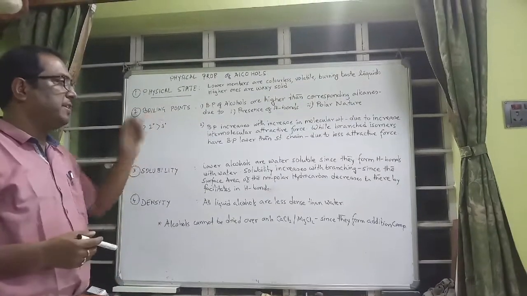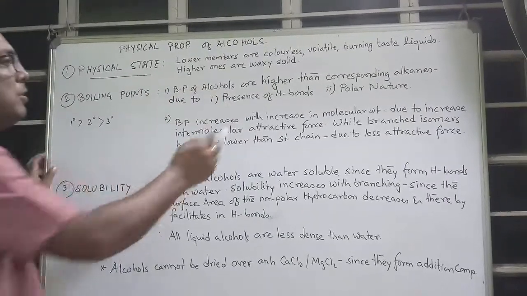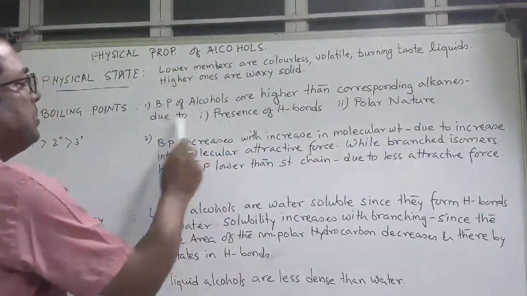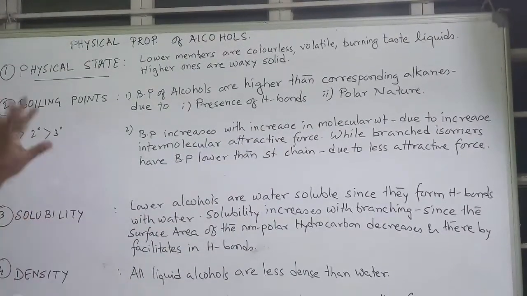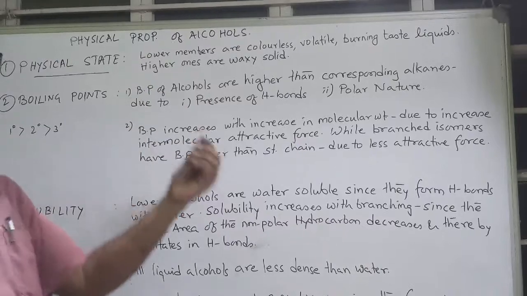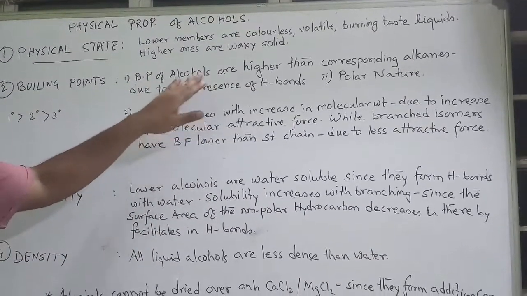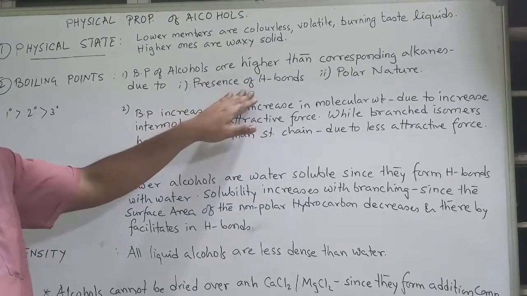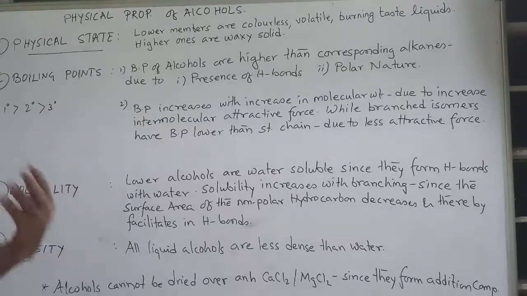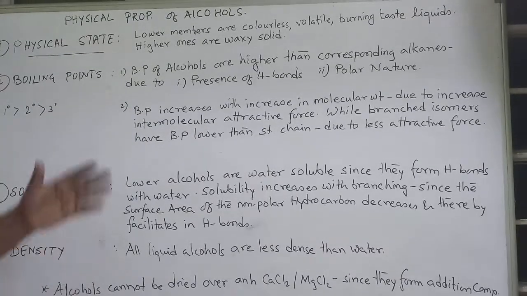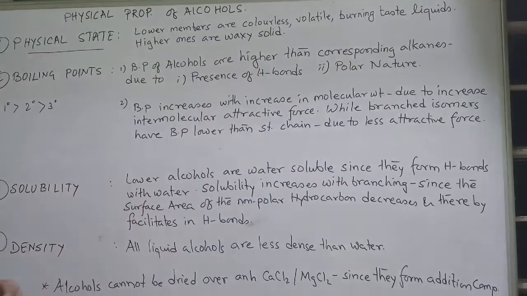On the boiling point, it is very important to note that boiling points of alcohols are higher than the corresponding alkanes due to the presence of hydrogen bonds and the polar nature. Alcohol by nature is slightly polar, it is even slightly acidic. And because of the presence of the hydrogen bond, you have to break the bonds, so you require more and more heat. So the boiling points of alcohols are higher than the corresponding alkanes.